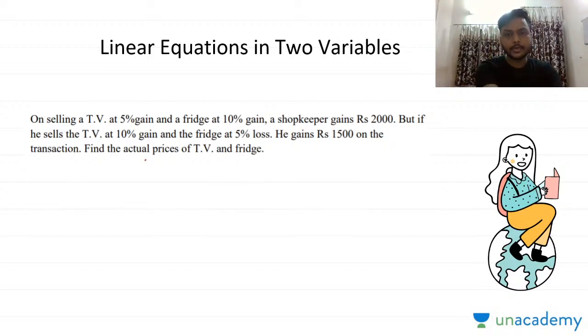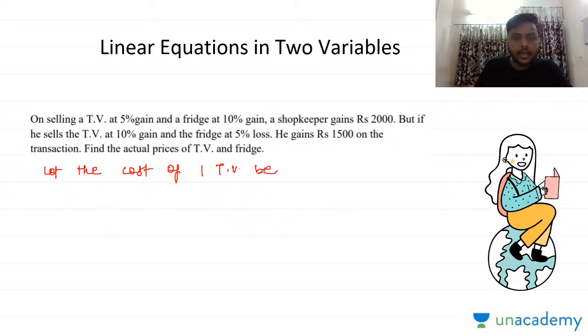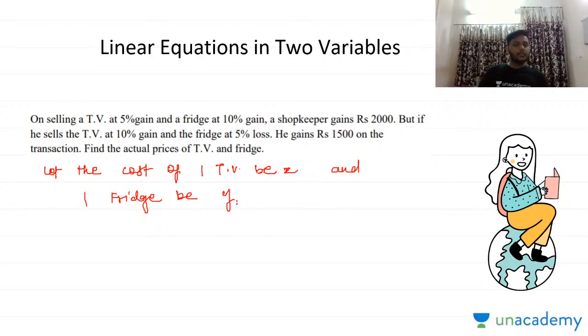So now if I want to talk about this question, everyone, the question is very straight. Question is only talking about gain and loss. So what I can do is, at the very first, I can simply say, let the actual cost of one TV be X and one fridge be Y. Clear? So I assume the cost of one TV to be X and the cost of one fridge to be Y.